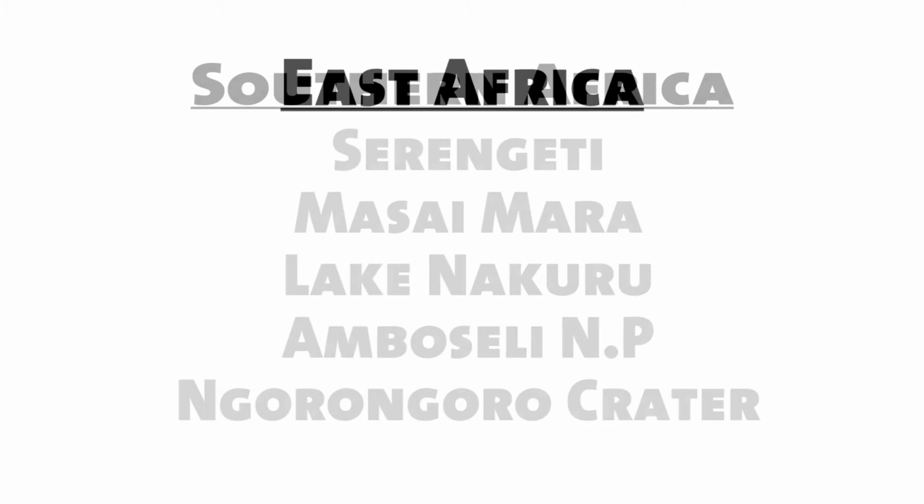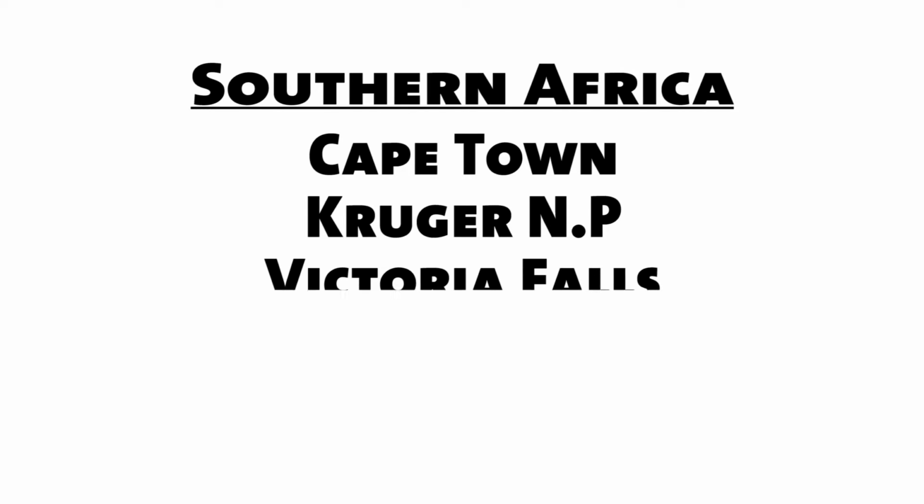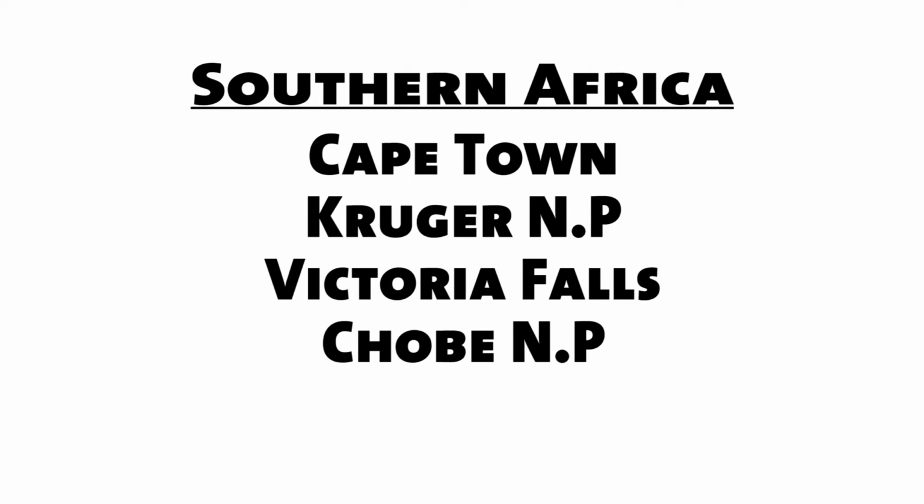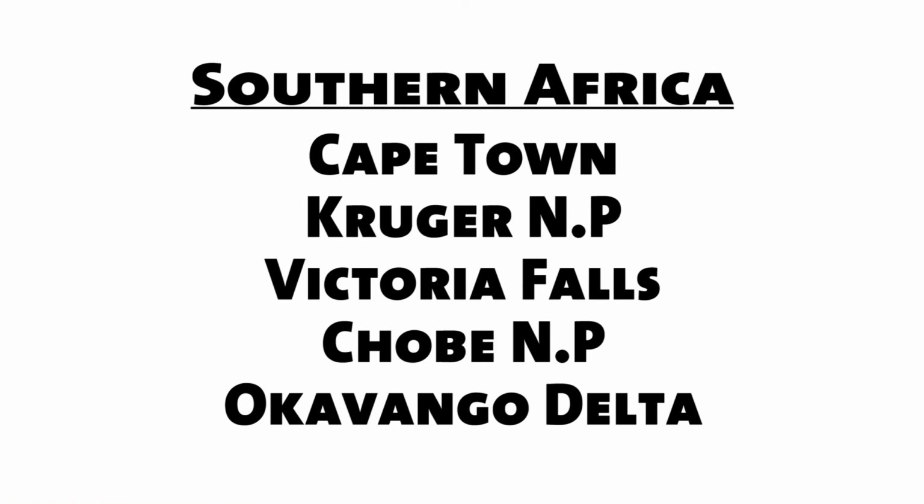In Southern Africa, you need to know about Cape Town, obviously if you don't already. Kruger National Park, Victoria Falls, and the two which are new to most people, Chobe National Park and the Okavango Delta. A delta is essentially a clean swamp, is a nice way of thinking about it. And the delta is the largest inland delta in the world.